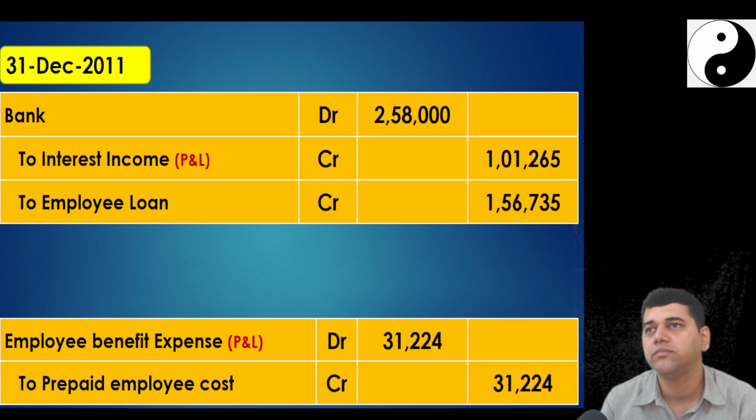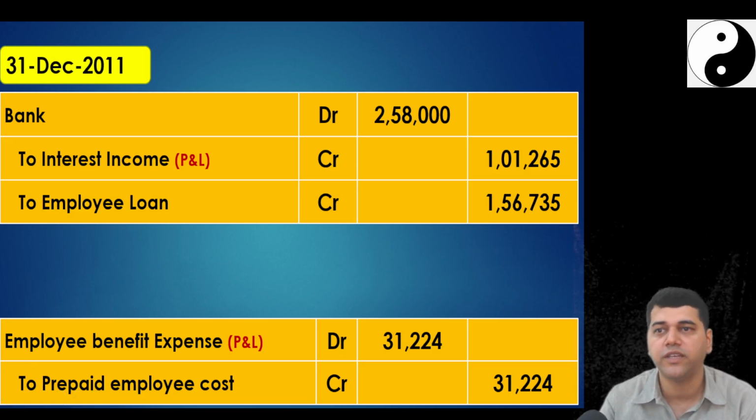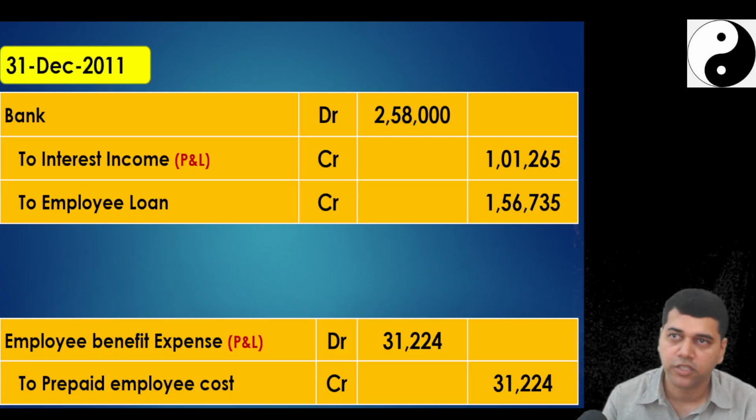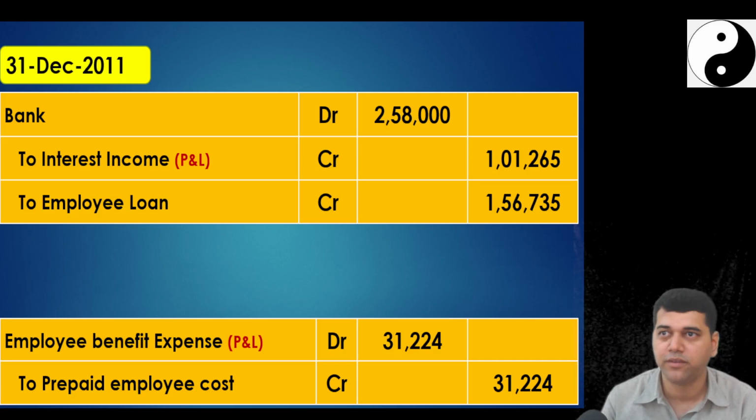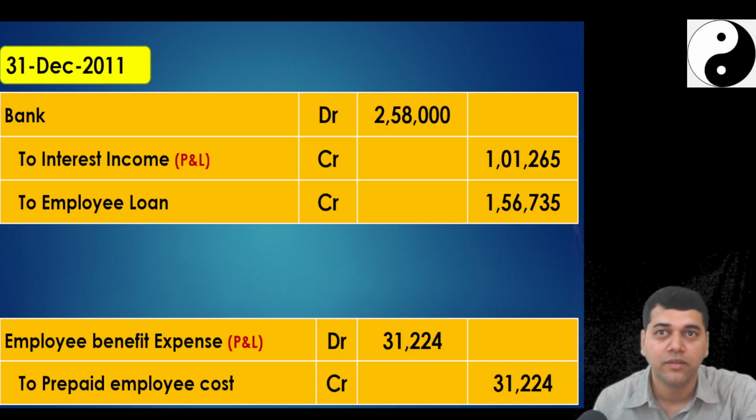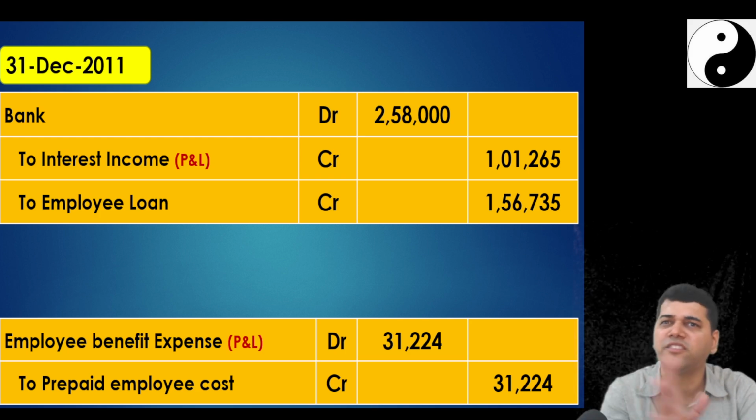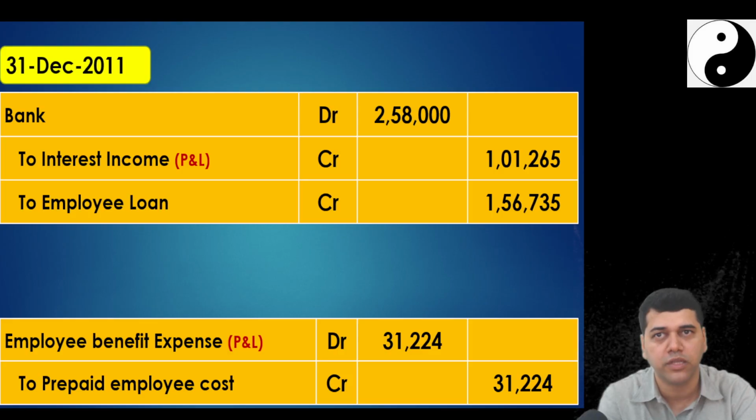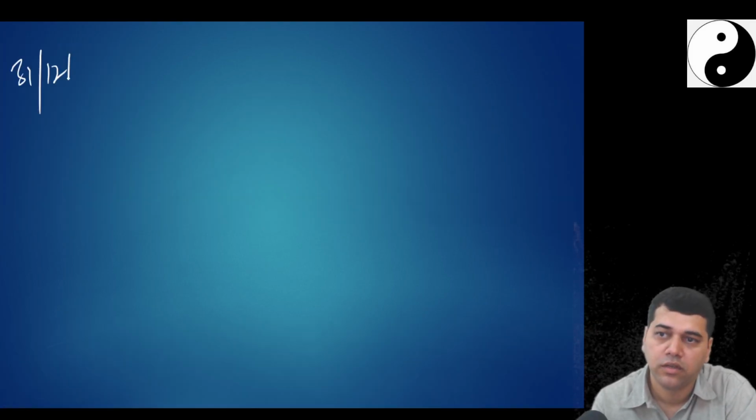Next, what should I do? Is there any entry on 1st of January 2012, 30th of June, 31st of December? Yeah, I get one more entry now, because till that time there is nothing. Everything is flowing smoothly. So now I'll come back to 31st December 2012.